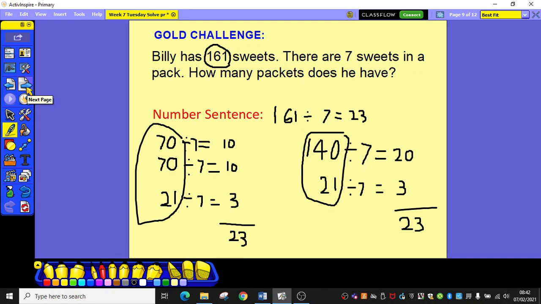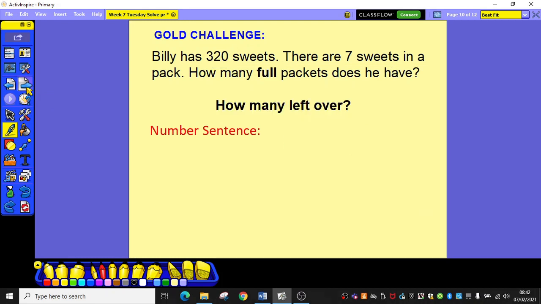Okay, pushing ourselves a little bit further then. What about a problem like this? Billy has got 320 sweets. He's still going to divide them by 7. Now it says how many full packets does he have and how many are left over. So this tells me that there's going to be some remainders. Some of us have done division before and had sweets or remainders left over. Okay, we've had some remaining sweets.